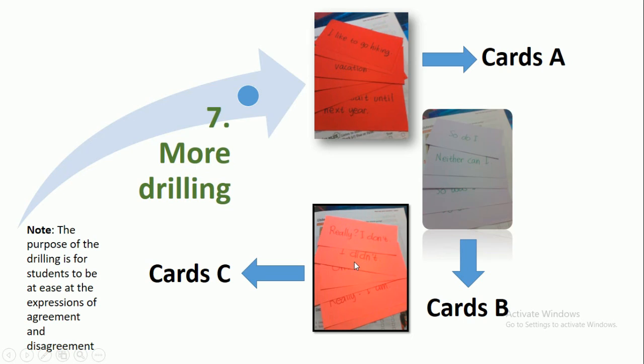Okay, and then the last part actually is round 4. So this is actually the part where they have to make their own sentences similar to the statement in cards A. For example, in cards A it is said, I like to go biking. And then student is going to say, I like to go shopping. And then the other members of the group are going to reply based on agreement and disagreement expressions.